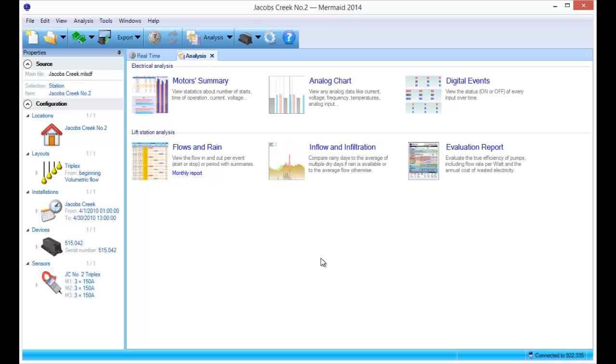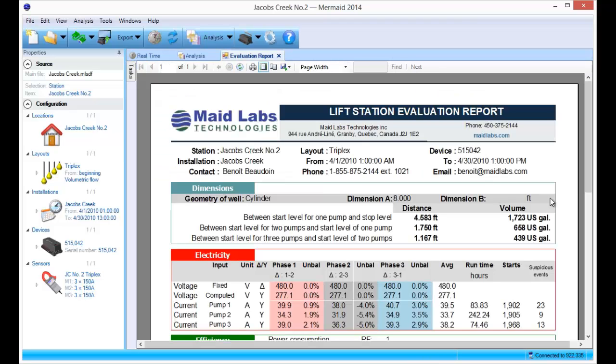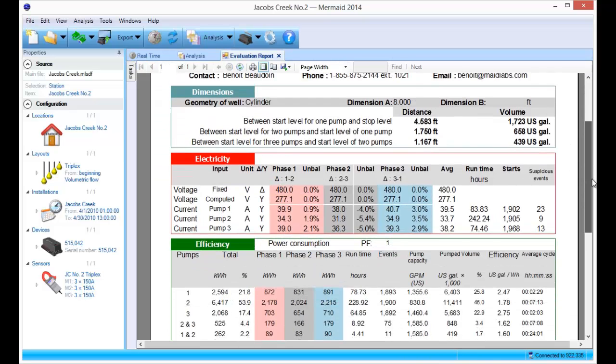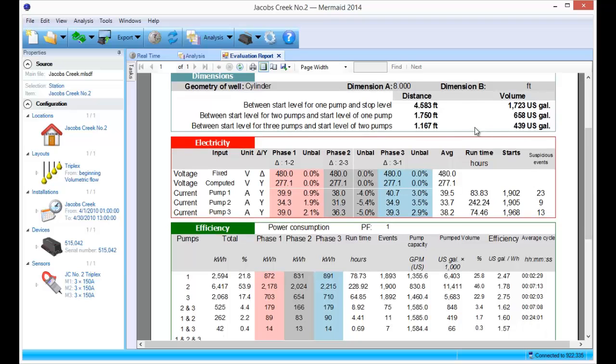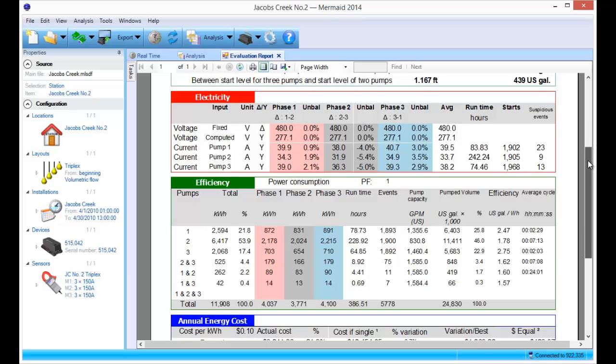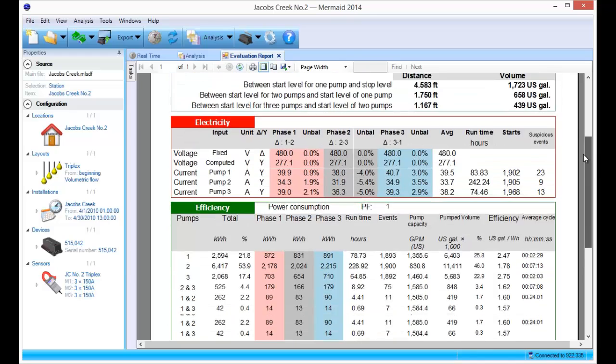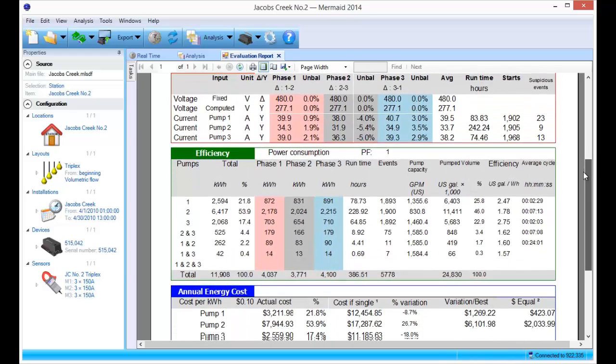The only other thing that we supplied to this software was the dimension of the current clamps that were used to monitor the pumps. The first report is the evaluation report. In this report you have the dimension of the well, because flow calculations are based on the precision of the volume that is entered there.